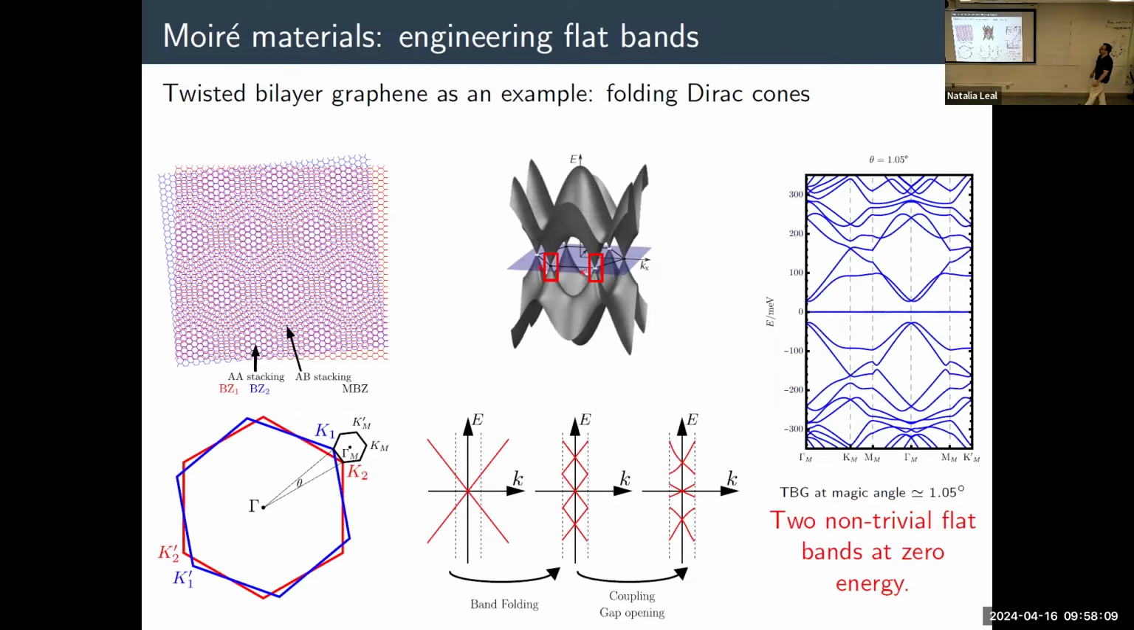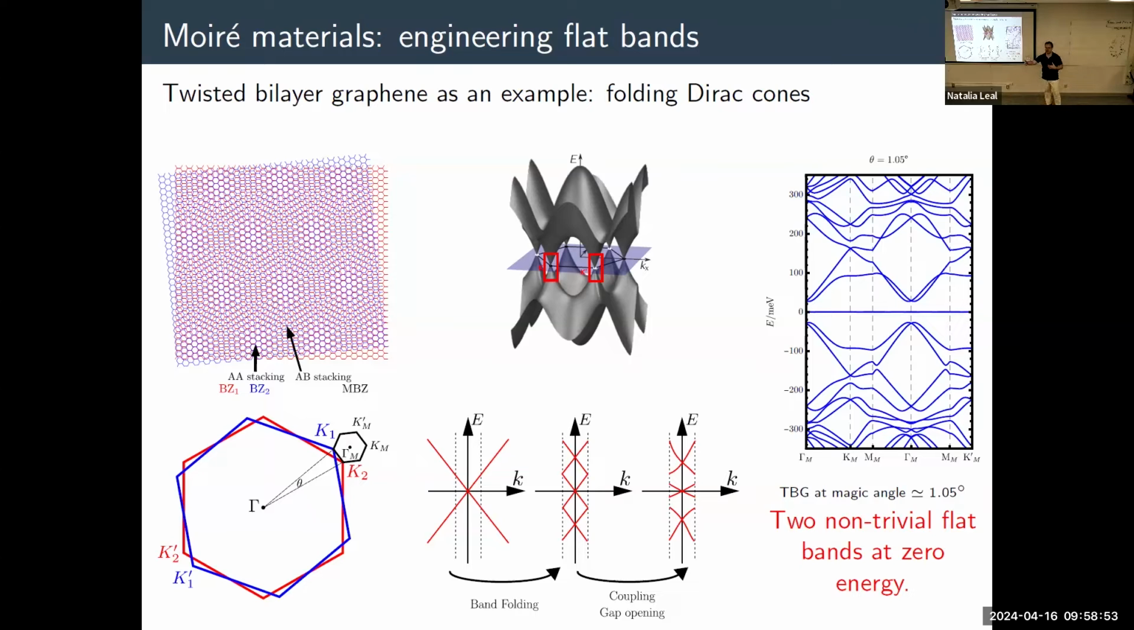Okay, so how do we get Chern bands in this MoTe2 system? Let me roll back to a more famous example of Moiré materials, basically twisted graphene. So you take two layers of graphene on top of each other and you rotate one compared to the other. You have two different regions. In graphene you have two atoms per unit cell, call them A and B. So in some region of your twisted graphene, you have A atoms on top of A atoms, and another region where you have A atoms on top of B atoms.